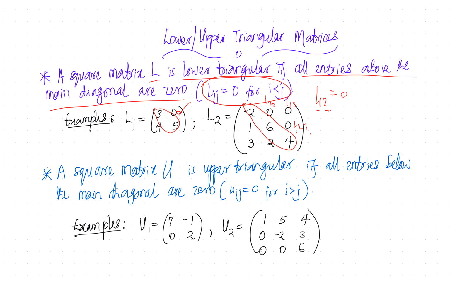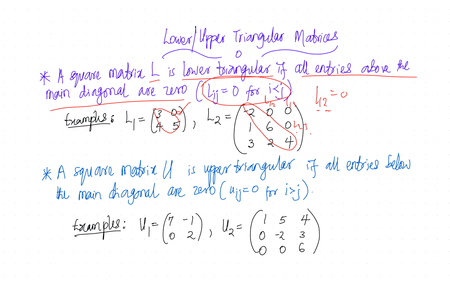So you have the reverse for the upper triangular matrix. For lower triangular you have zeros above. For upper triangular you have zeros below. So a square matrix U is upper triangular if all entries below the main diagonal are 0, where all the Uij are 0 for I greater than J.